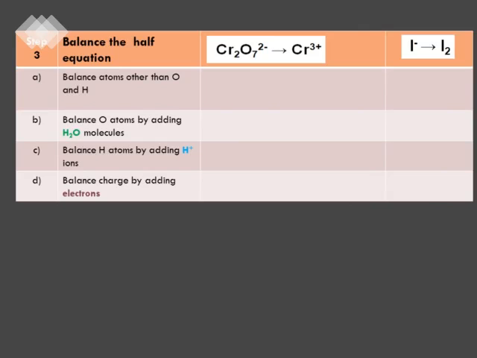Now, we have to balance each half equation by following these steps. First, we must balance atoms other than oxygen and hydrogen. Then, we have to balance the oxygen by adding water molecules. Then, we balance the hydrogen by adding H+ ions.